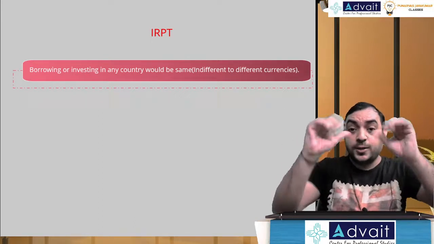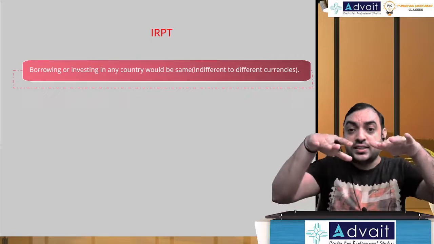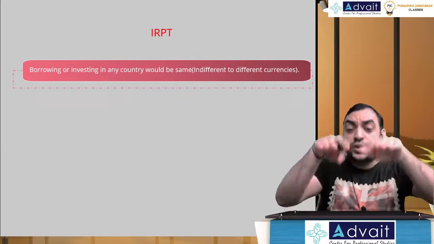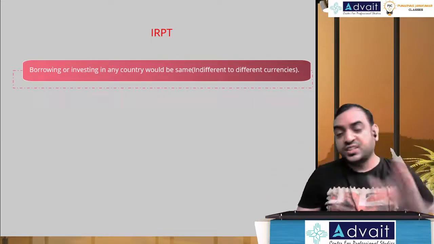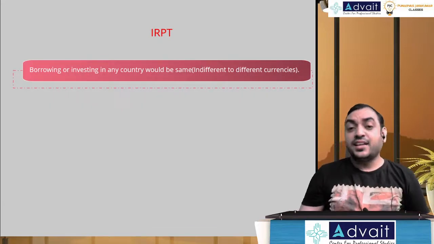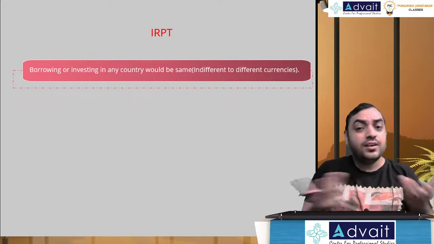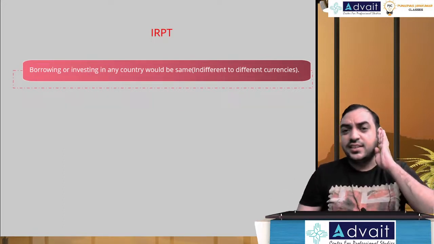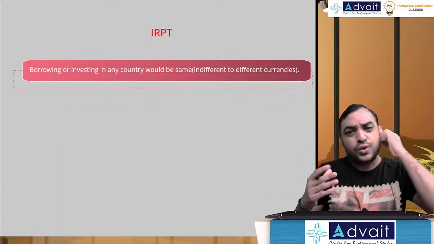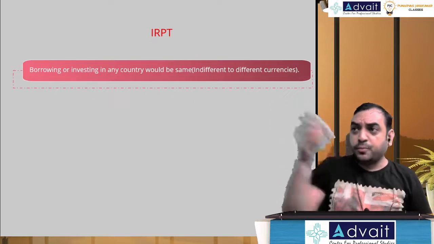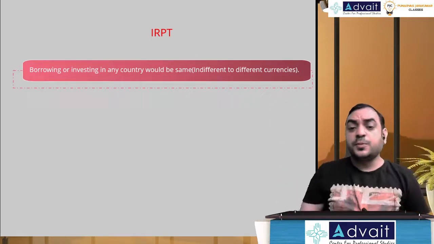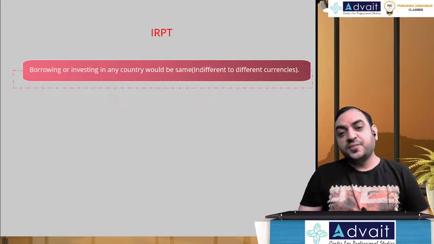So if both are equal, borrowing in two currencies, or investing in two currencies, should be equal. That's what the interest rate parity theorem says. If one country is cheaper to borrow, then we say that there exists an arbitrage opportunity. So if you start with zero amount, you can borrow in one place, invest in another place, and make money out of it.